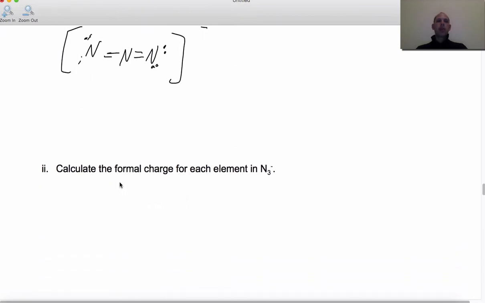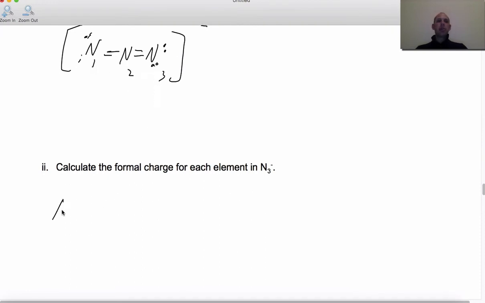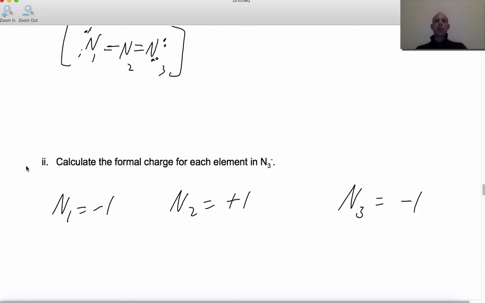If you calculate the formal charge, let's call this N1, this N2, this N3. So N1 equals -1, N2 equals +1, and N3 equals -1. Remember that formal charge is found by taking the valence electrons and subtracting the owned electrons.